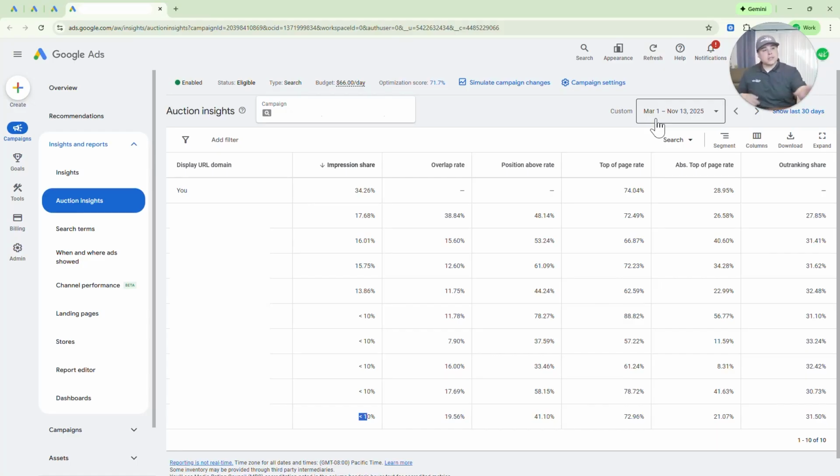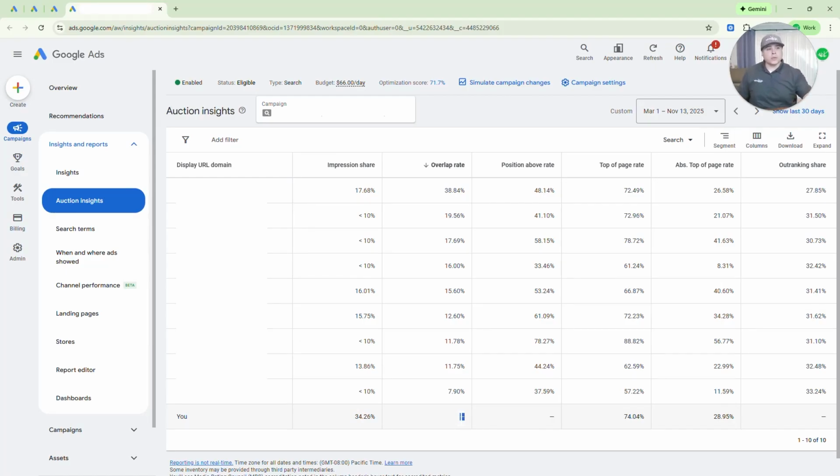So Google's basically saying 34% of the time, people are seeing your ads in comparison to the person that's in second place, which is 17%. Okay? So the next column here is overlap rate. Here we are. We're at the very bottom. Doesn't give us a percentage because we can't see. It doesn't make any sense. Why would they give us a percentage to tell us, hey, are we overlapping with our own selves?